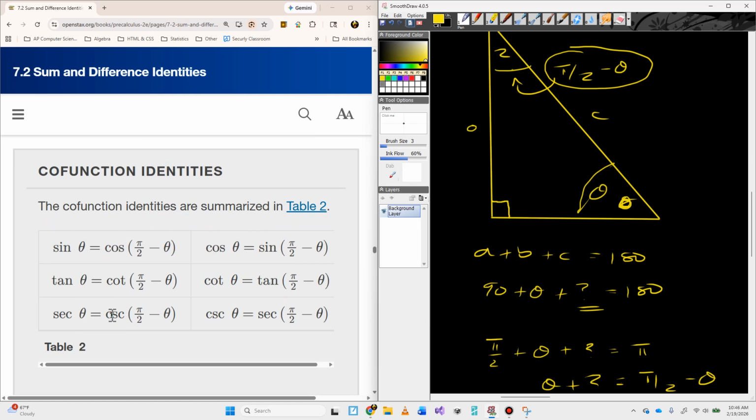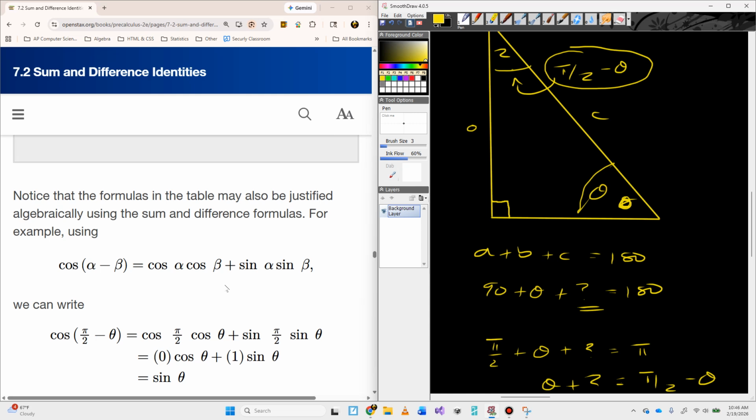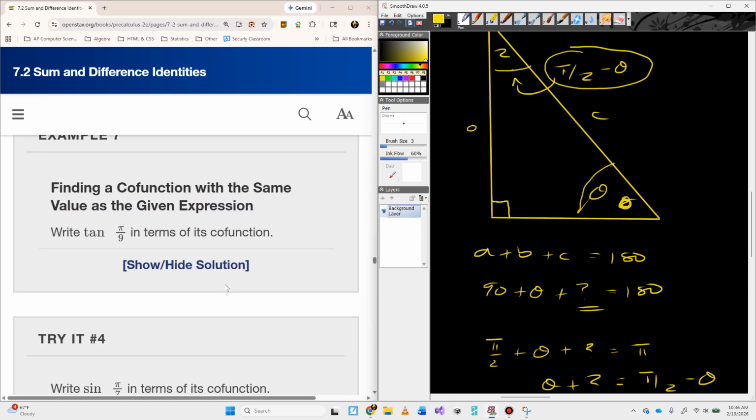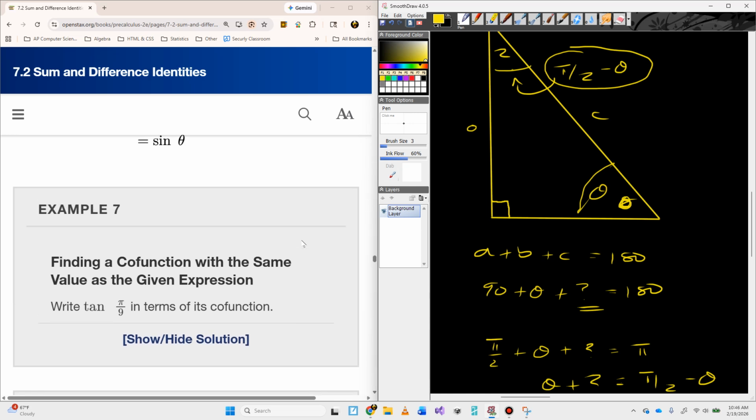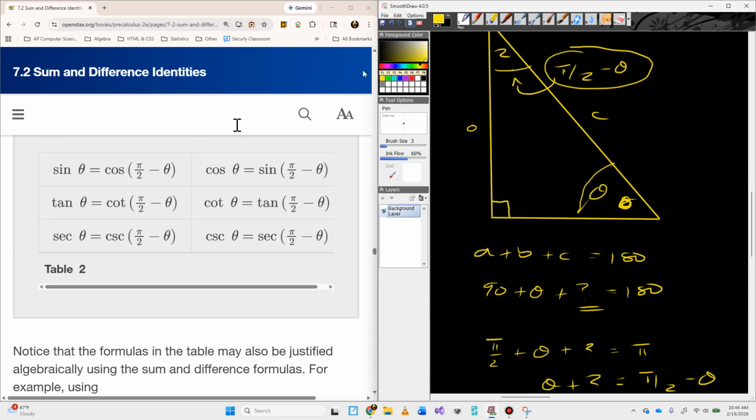Cotangent, secant, and cosecant, they all use the exact same formula. So we can use these cofunction identities that can kind of help us get information out of a triangle based on information that we have been given. And so, for example, what if we were to write tan pi over 9 in terms of its cofunction? Well, what is the cofunction of tan? The cofunction of tan is cotangent.